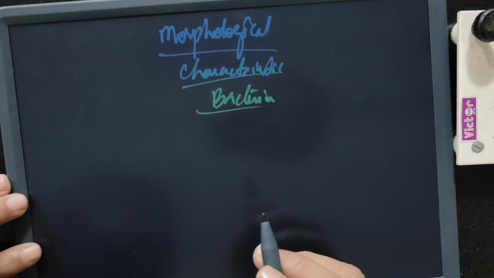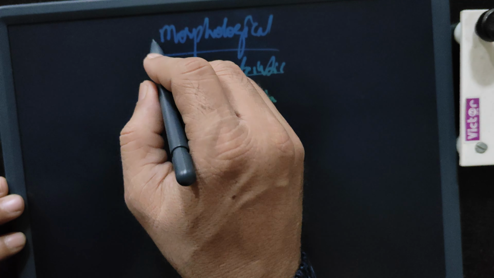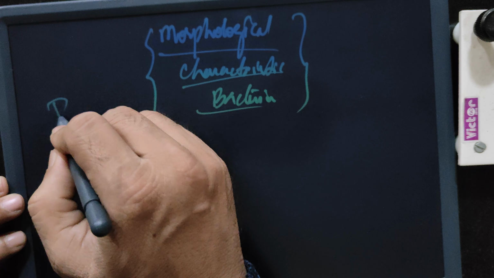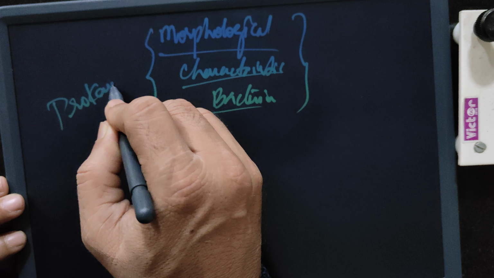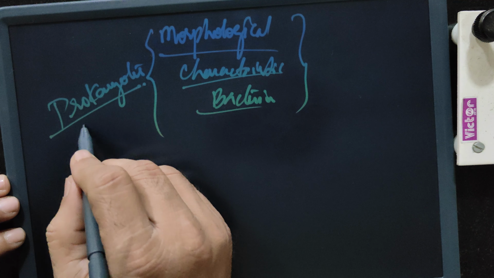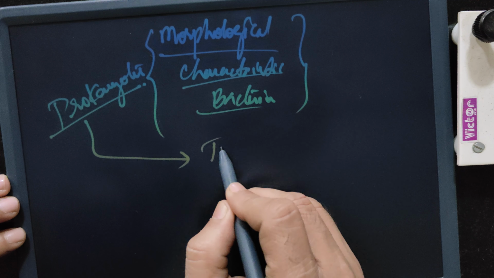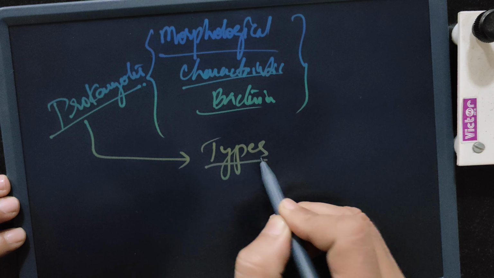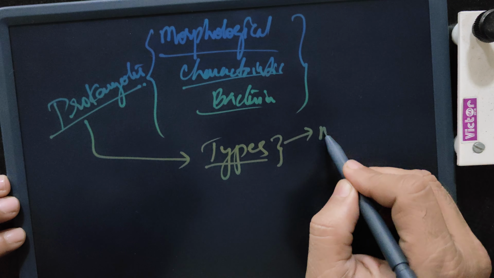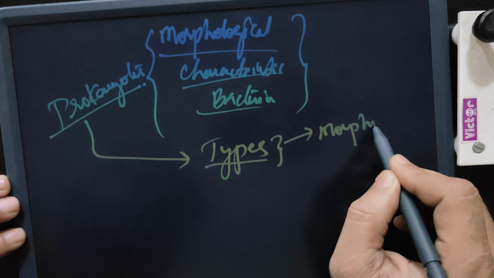Morphological characteristics of bacteria. So bacteria, which we all know is a prokaryote, which we have learnt in our previous session, are of different types, and these types are characterized based on morphology.